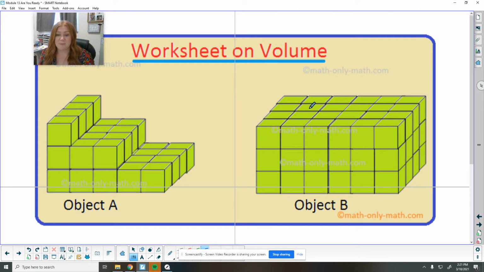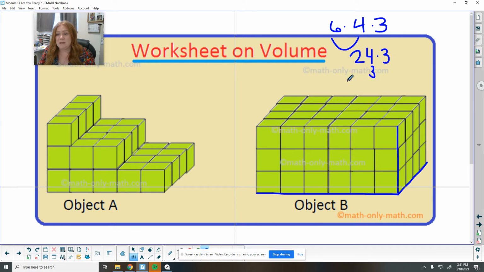Let's start with this object B over here. So we have 1, 2, 3, 4, 5, 6 across, so 6. The width is 1, 2, 3, 4. And the height is 1, 2, 3. So 4 times 6 is 24, times 3 is, that's 12, 6, 7, 72 units cubed.